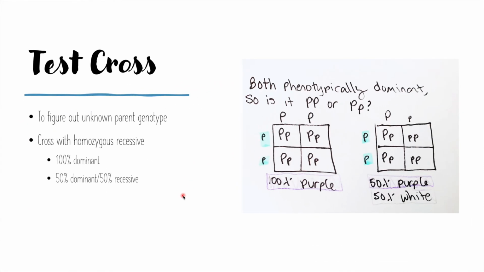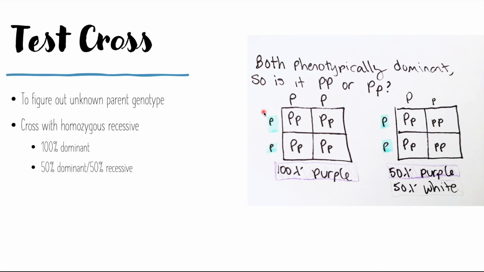Sometimes you will need to figure out the unknown genotype when given two parents that are phenotypically the same. To do this, conduct a test cross, where you cross one of the parents with a homozygous recessive form. If, after the test cross, all of the offspring show the dominant trait, then you know the genotype was homozygous dominant. If after the test cross, 50% of the offspring show the dominant trait and 50% show the recessive trait, then you know the genotype was heterozygous.